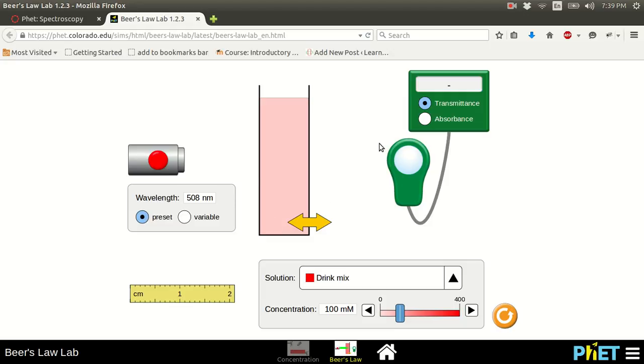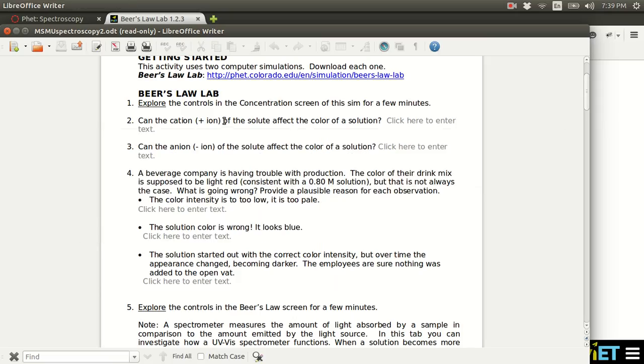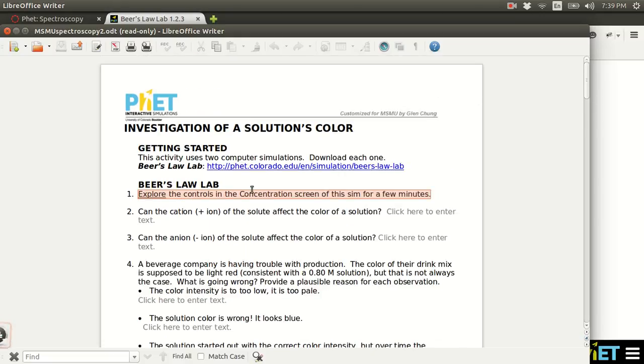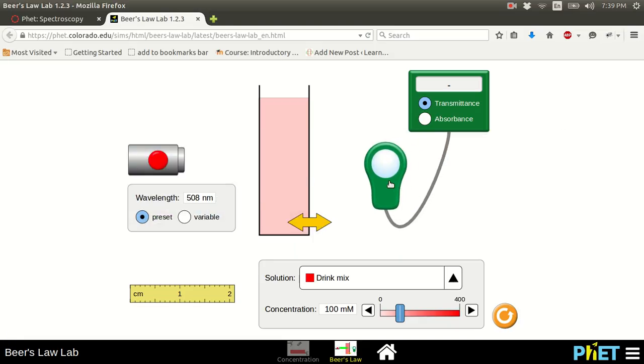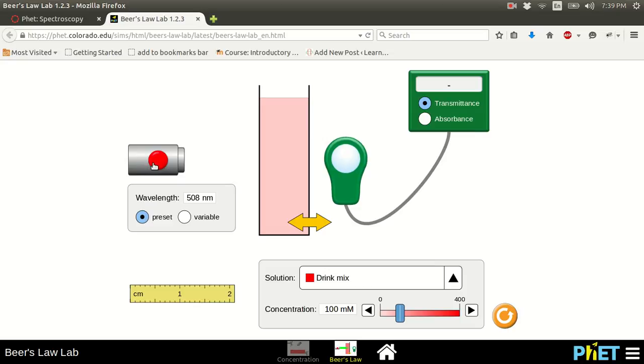Now let's play around here. The reason why you should play around is because that's the assignment. That's part one of the assignment. It is to explore the controls. I see there's a control here. There's a little light here. Let me turn on this flashlight. Ooh, it's green. Ooh, look, it goes through this container of liquid.